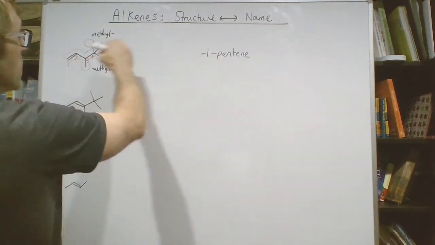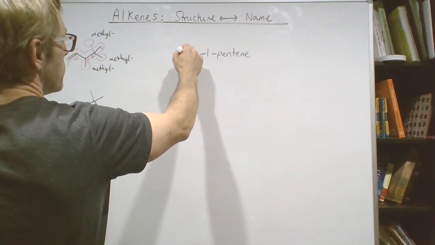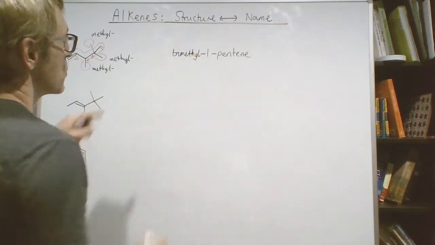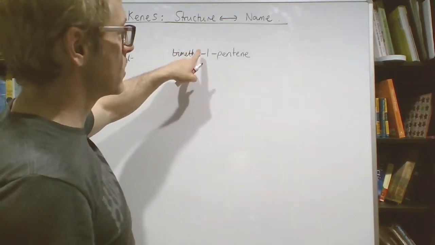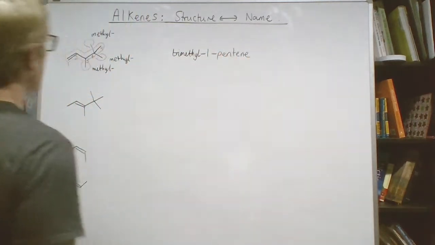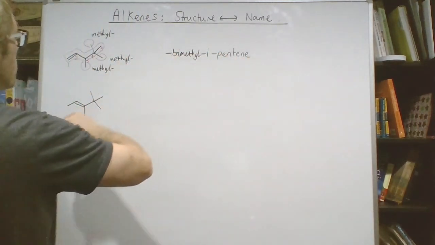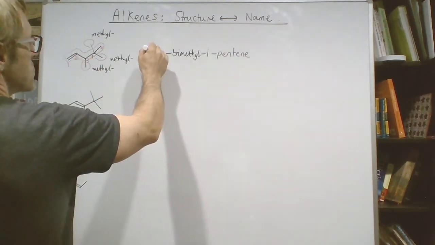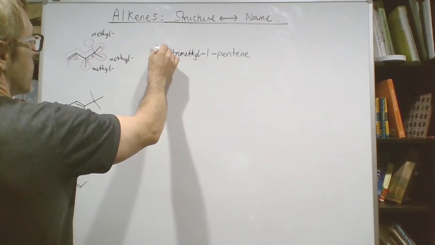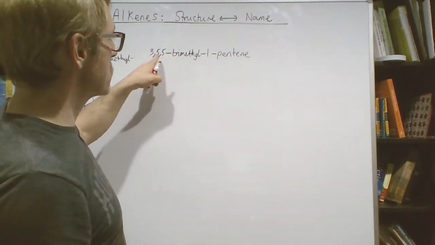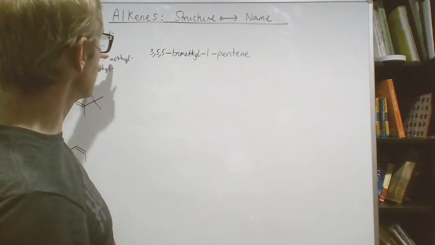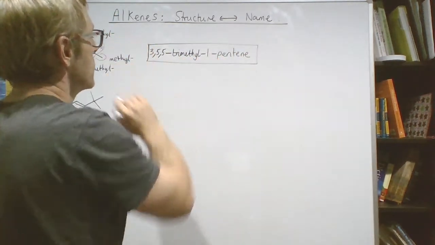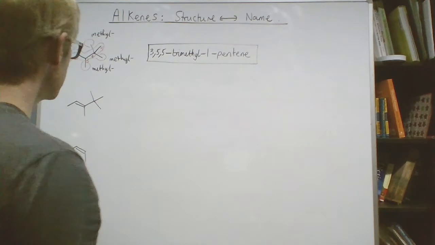Now let's go back. Trimethyl. So here, trimethyl is all one word, hyphen, 1, hyphen, pentene. I need to say where the 3 methyls are. The 3 methyls are on carbons 3 and 5. So there's 3, 5, 5. Tri means 3, so I need 3 numbers. They're on carbons 3, 5, and 5. So the complete name is 3,5,5-trimethyl-1-pentene.